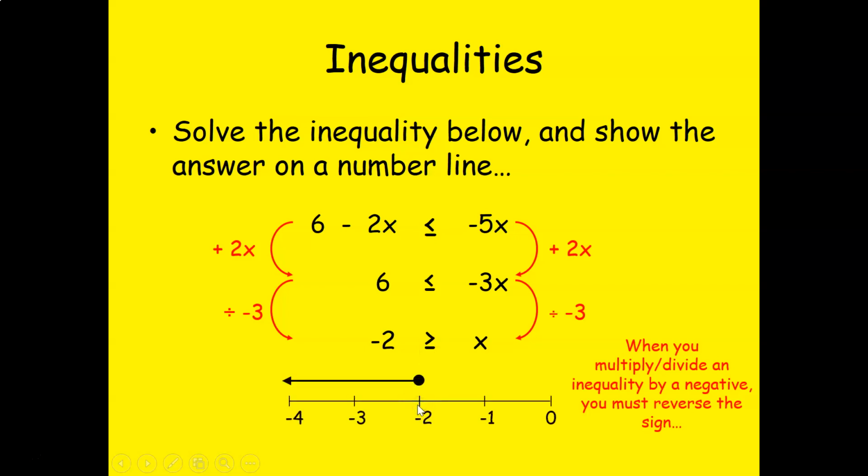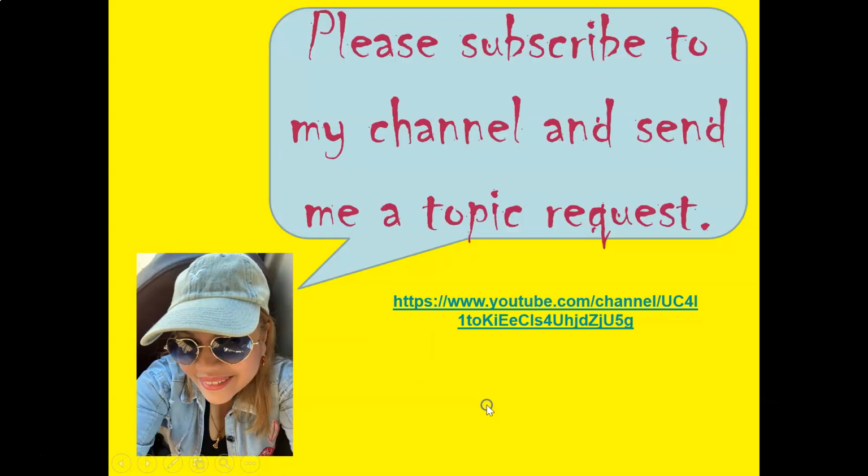So the graph will be a solid dot at negative 2 because there's an equal sign, and an arrow pointing to the left. And our notation is negative infinity, negative 2. We will use a parenthesis here, but a bracket after negative 2 because it's a solid dot and there's an equal sign.